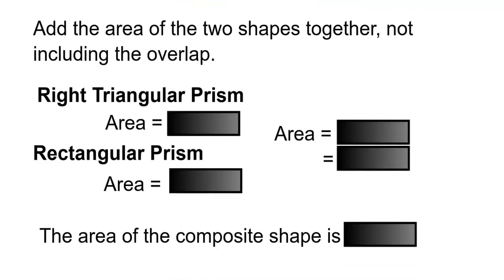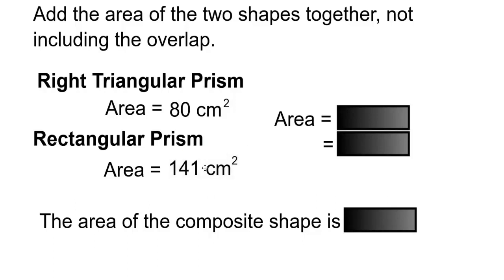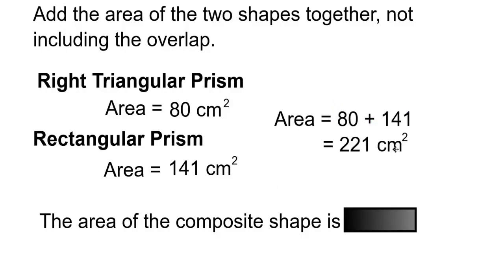Now we'll add the area of the 2 shapes together, not including the overlap. So the area of the right triangular prism will be 80 centimeters squared. The area of the rectangular prism will be 141 centimeters squared. So we add them together, which gives us a total of 221 centimeters squared. So the area of the composite shape, again, will be 221 centimeters squared.